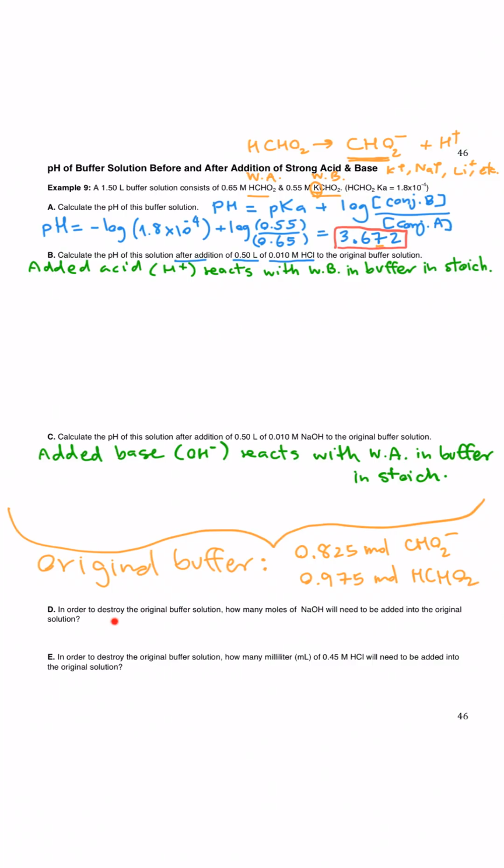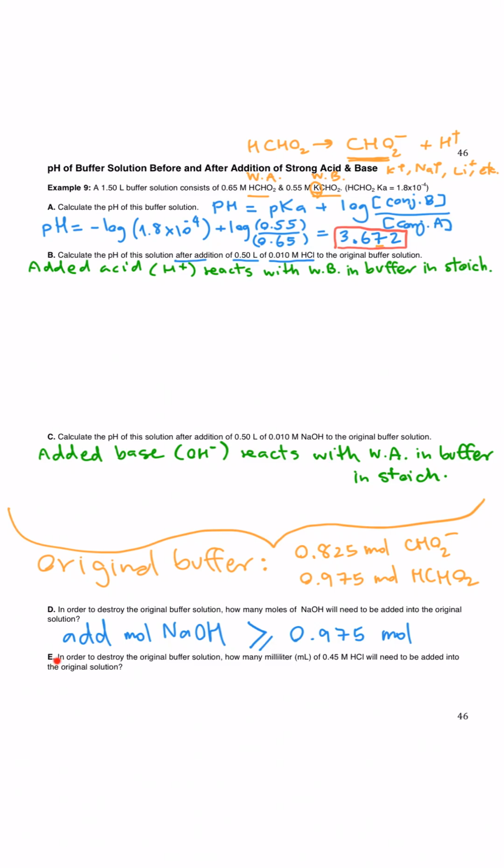In order to destroy this buffer, the amount of weak acid will need to be all consumed by the added sodium hydroxide. Therefore, the number of moles of sodium hydroxide that we will need to add into this buffer solution will need to be at least equal to or greater than 0.975 mole. When at least 0.975 mole of sodium hydroxide is added, it will react with weak acid completely. Therefore, at the end of the solution, there will be no weak acid left, and this solution is no longer a buffer solution because it contains no weak acid.